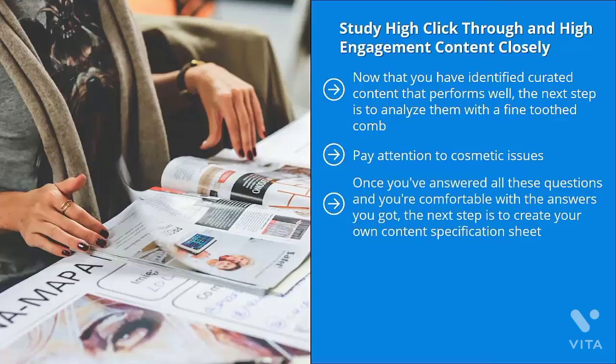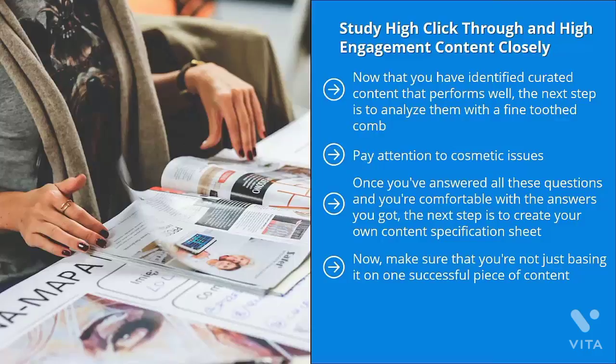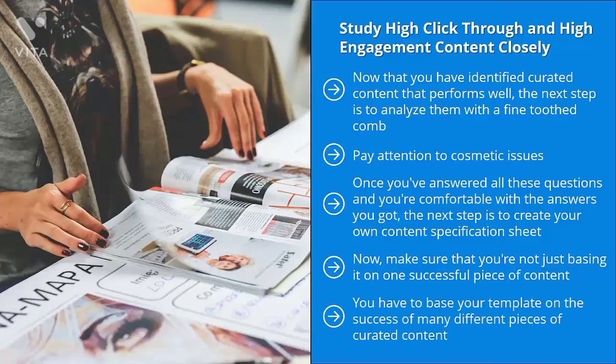Once you've answered all these questions and you're comfortable with the answers you got, the next step is to create your own content specification sheet. This is going to be your template. Now, make sure that you're not just basing it on one successful piece of content. That third-party content might be a fluke. The company behind it might just have gotten lucky, and for some reason, that piece of content went viral. That's not going to help you. You have to base your template on the success of many different pieces of curated content. This way, you can be more confident of the fact that even if you barely comply with all the specifications, you would at least get some decent and positive results.